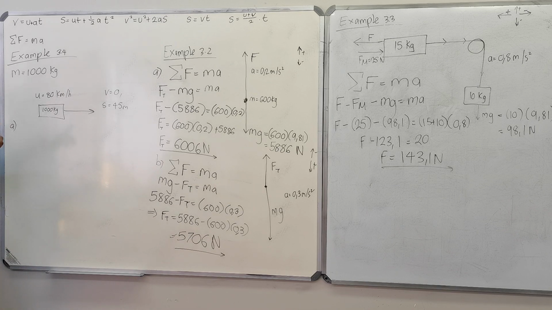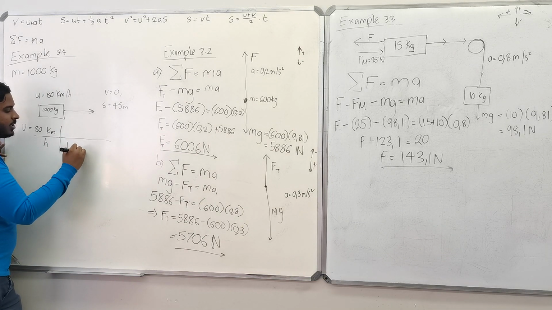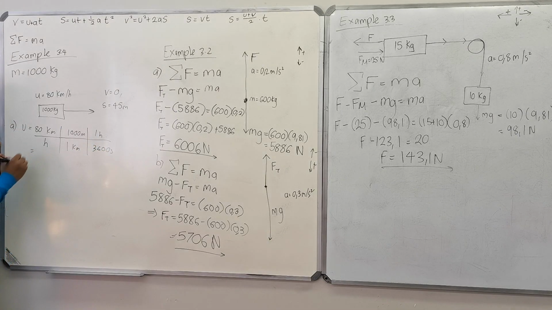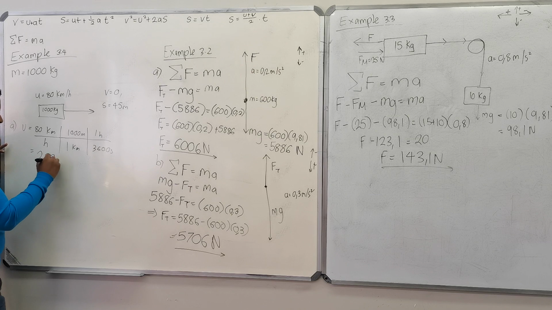So, what's the first thing you do? See which formula you would use. But before you get there, let's make all the same units. So you convert this 80 kilometers per hour to meters per second. So 1 kilometer is equal to 1000 meters. 1 hour is equal to 3600 seconds. So this here is equal to 22.222.